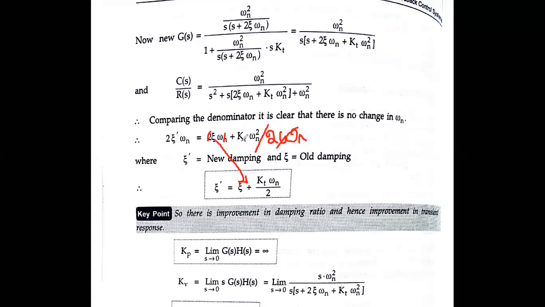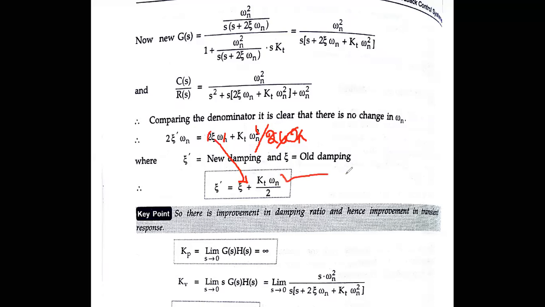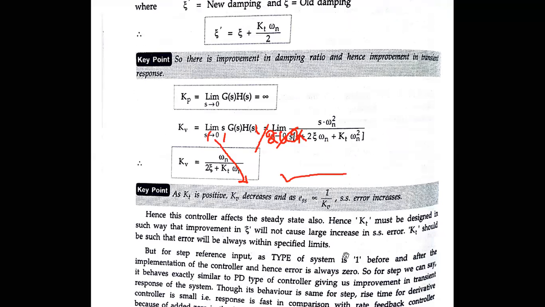plus will be as it is. So kt into omega n square divided by 2 omega n. So one omega n square with, and this omega n will go down. So what remains again here is kt into omega n, divided by this particular 2. So therefore the new damping factor is given by damping factor plus kt into omega n divided by 2. Okay, so in this way we find the new value of damping factor.